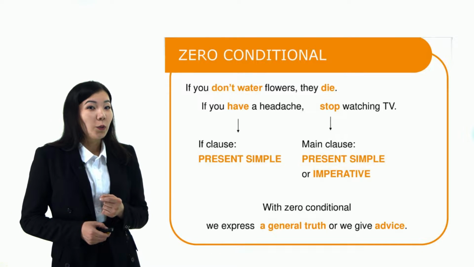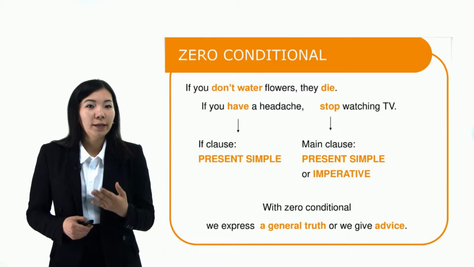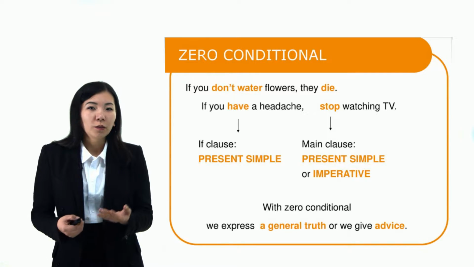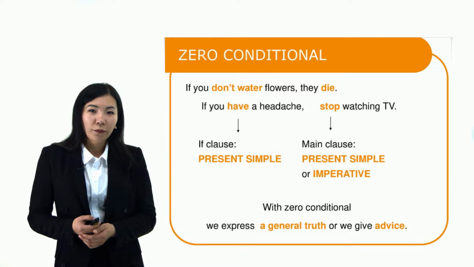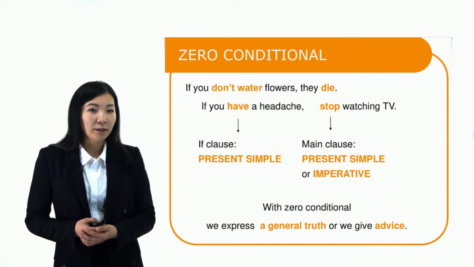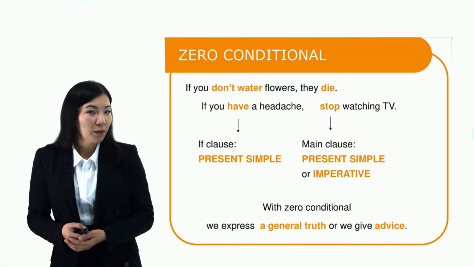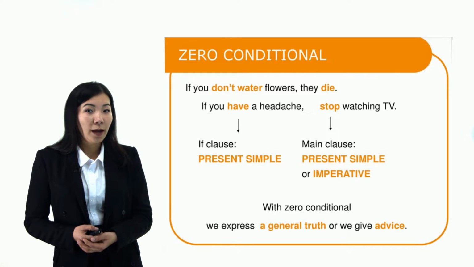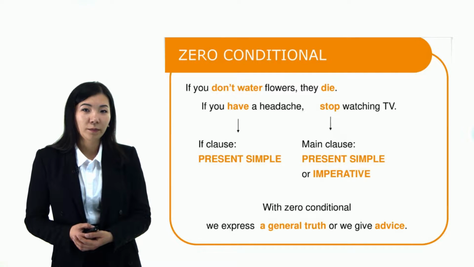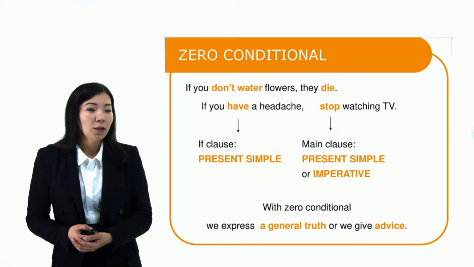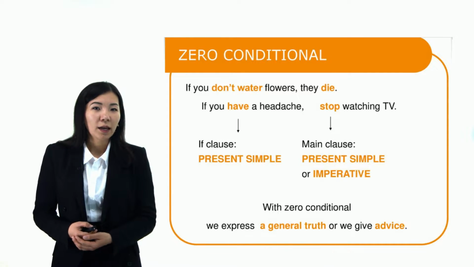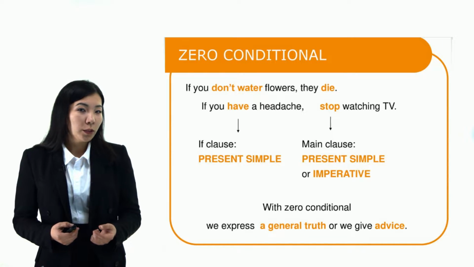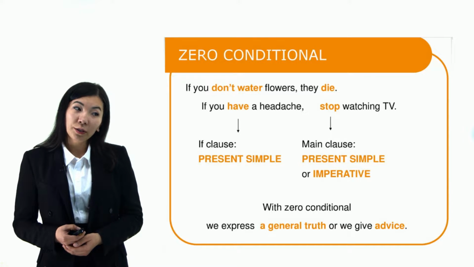So we use zero conditional in order to express a general truth or we give advice. So look at the examples. If you don't water flowers, they die. As you see from this example, it's a general truth. Second one, if you have a headache, stop watching TV. This is an advice. So as you see, if clause and the main clause are both in present simple, or sometimes main clause could be in imperative.